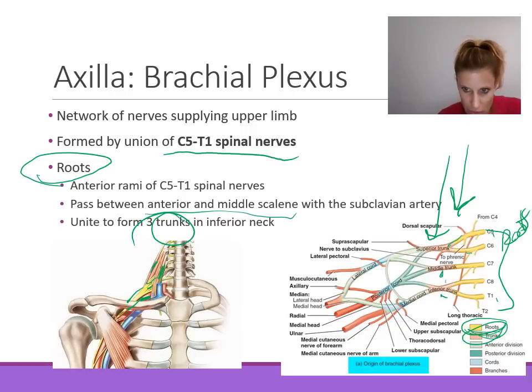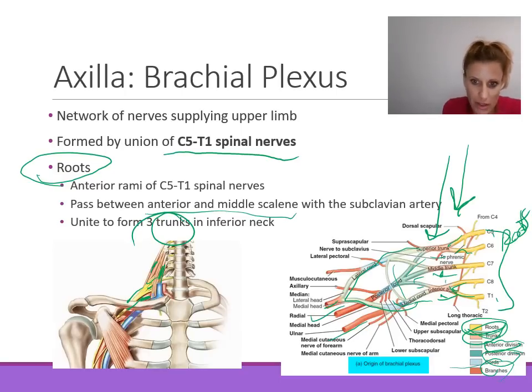So the roots merge, right? And we end up with the superior trunk, the middle trunk, and the inferior trunk. And then we have divisions of those trunks. We end up with an anterior division and a posterior division. Here we just see the anterior division is this part here. The posterior division is deep to that. You see cords that form here in blue from each of those. And then finally, we have these terminal branches that end up forming the actual nerves of the arm.